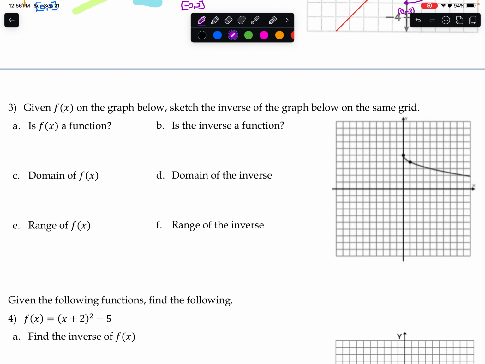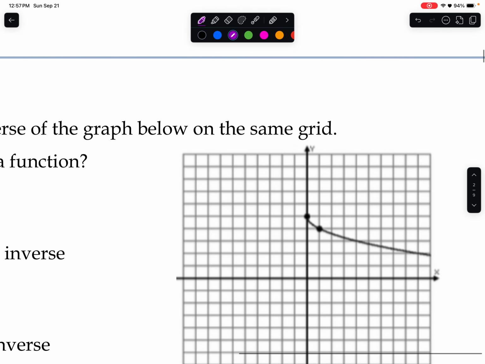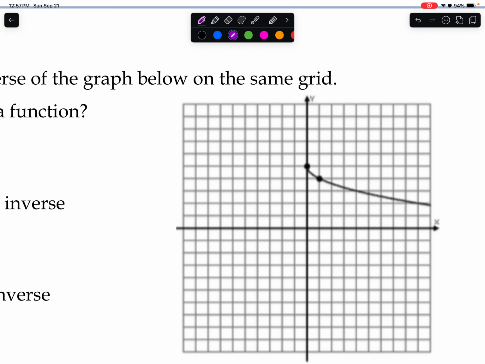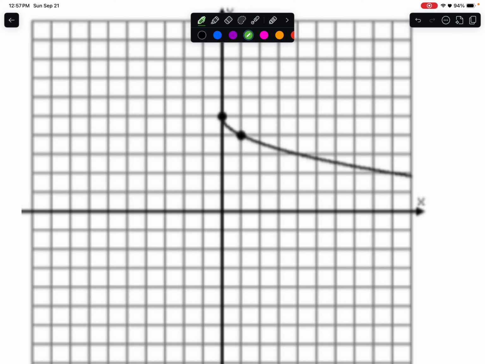So given f of x, we're going to focus on the left side first. So f of x is already given on this grid, no equations given. So what I am going to do is take these points and identify the original. So 1, 2, 3, 4. So this is (0, 5). And then we have (1, 4).